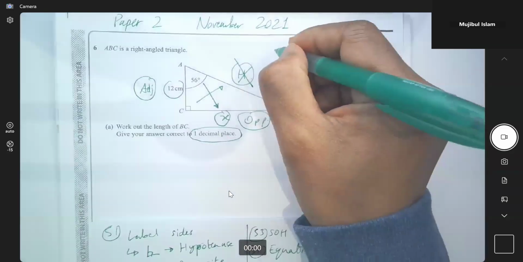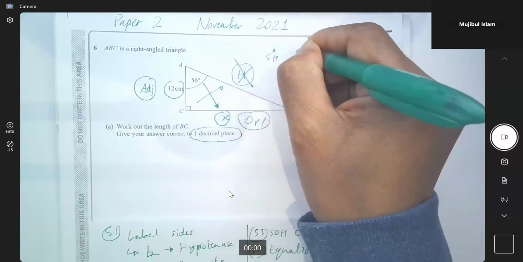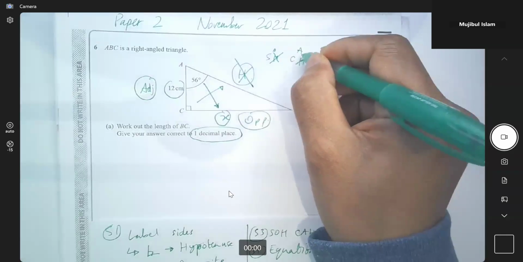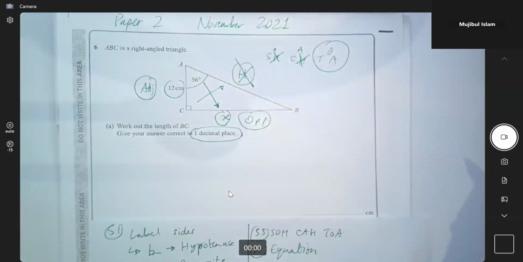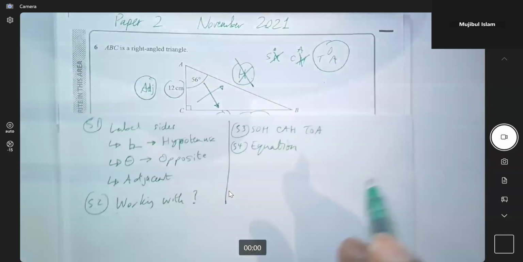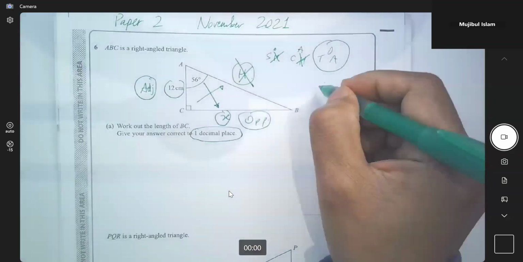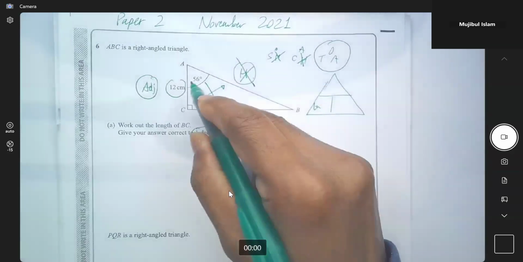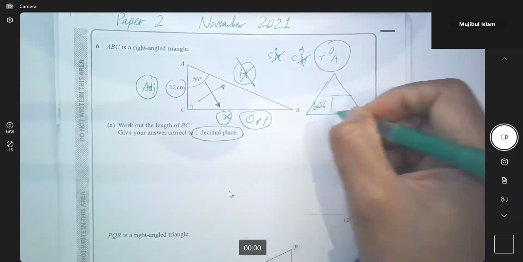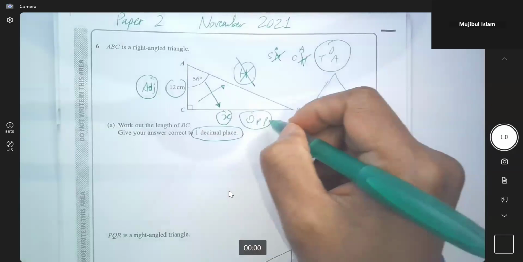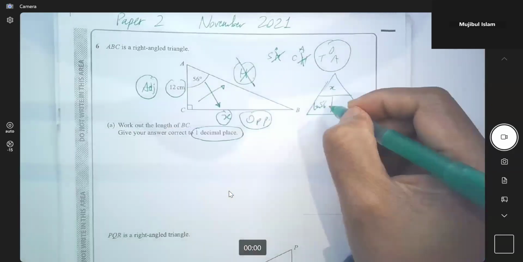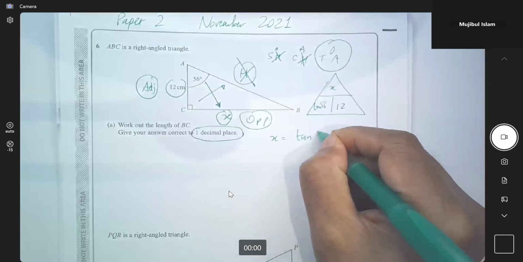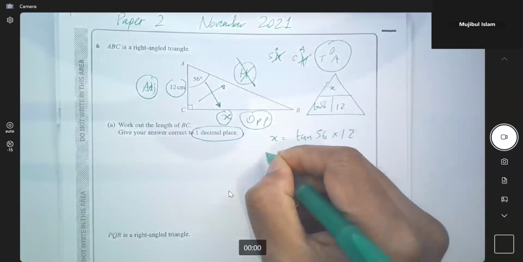Step three, SOHCAHTOA. I'm not working with H. Cross out H, cross out H. I'm working with tan. Step four is an equation. So my equation is going to be tan 56 equals opposite over adjacent. Opposite is X and adjacent is 12. X equals tan 56 times 12.